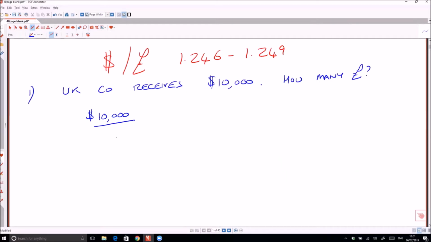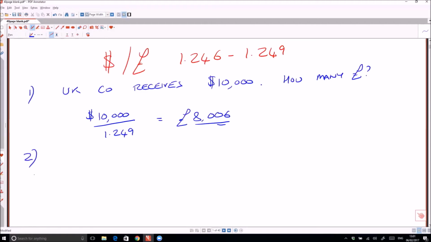What do we then have to think about? It's what we're going to be doing to the counter currency, what we're going to be doing to the dollar. You're a UK company, you receive dollars, you don't like dollars, so you're going to sell them in order to get pounds. And what did I say? If you're selling the counter currency, we use the second rate. And so here, divide by the 1.249. If you stick that through your calculator, how many pounds will we end up with? To the nearest pound, 8,006. Good.